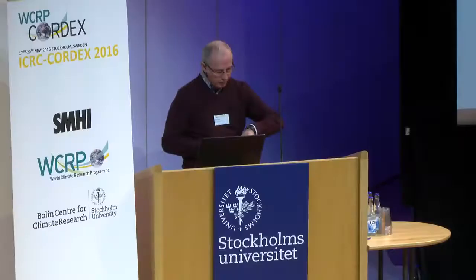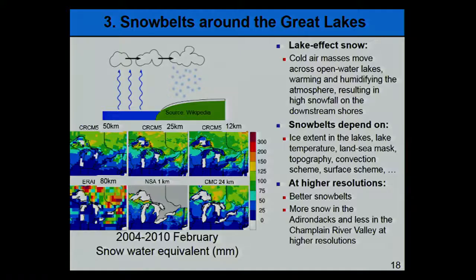Another snow-related thing is the snow belt around the Great Lakes. So the process is as follows. Until the Great Lakes are frozen, they do evaporate quite a bit when there is a cold outflow, and typically this evaporation results in increased water vapor and even convection at times, and as this moves over the adjacent continent, it results in snowfall, which can be very, very large. I mean, amounts like 1 meter of snow in half a day are not infrequent.